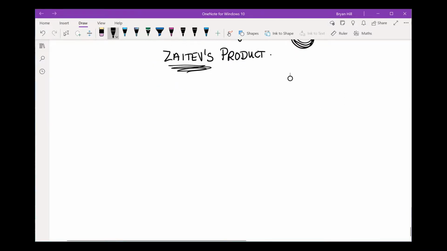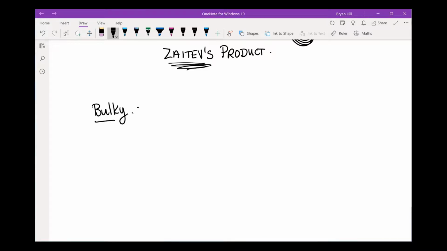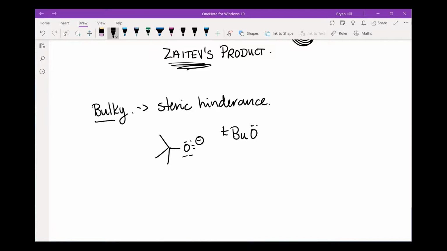So what's a bulky base? Something which has steric hindrance, something which is sterically bulky. And the one which we will use the most is tert-butoxide. So a tert-butyl group, oxygen. The most popular one is with potassium as the counter ion, but we're not really worried about the counter ion at all. So tert-butoxide is the simplest one to use.